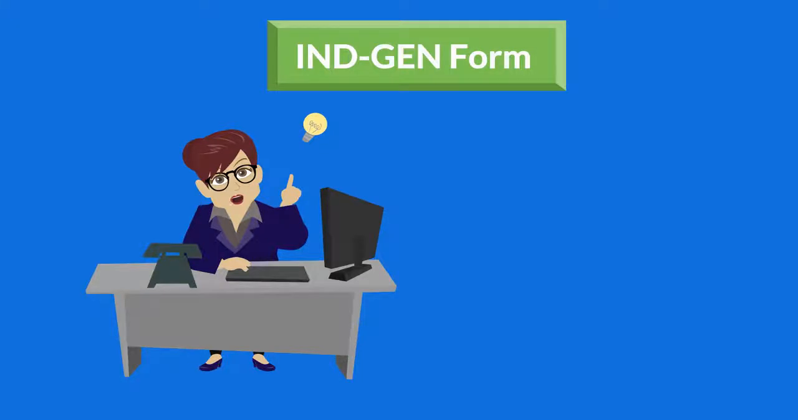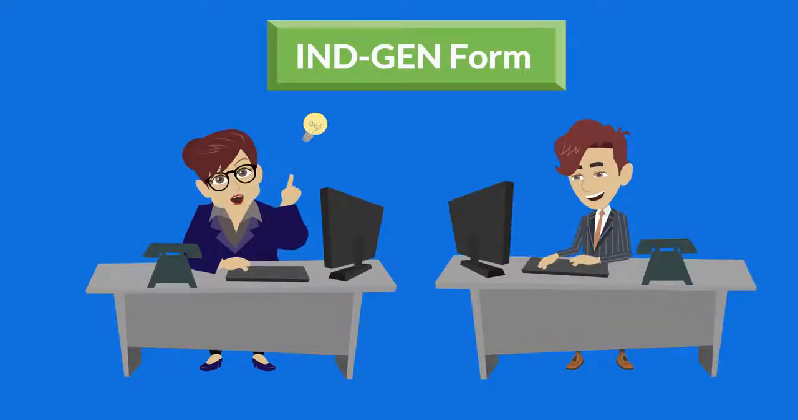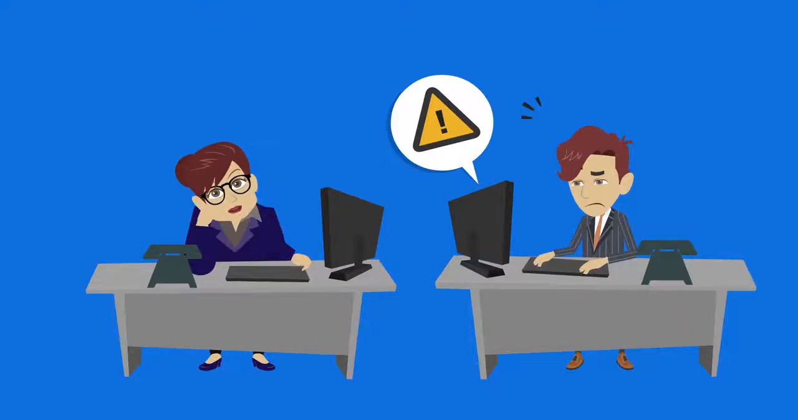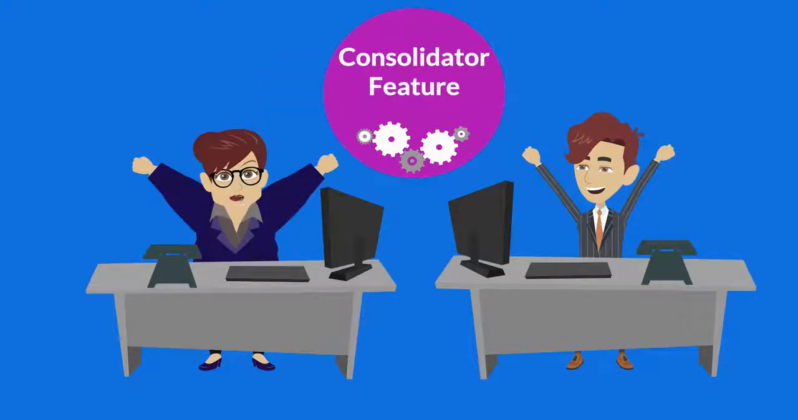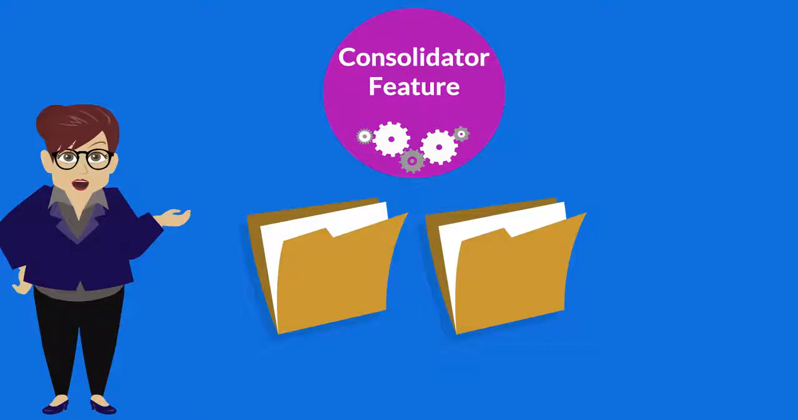So let's say you are working on entering data for individuals in the IND-GEN form, and your coworker, Fred, is working on entering data at the same time. You can both enter new records in this form. But what if you both enter the same record? Well, that is why we have the consolidator feature. The consolidator will then be able to view both your records and Fred's records and can remove the duplicates.